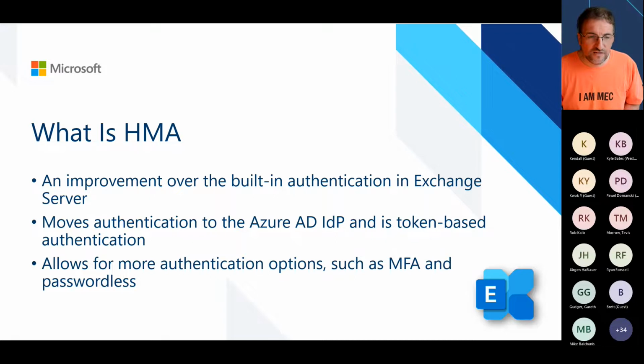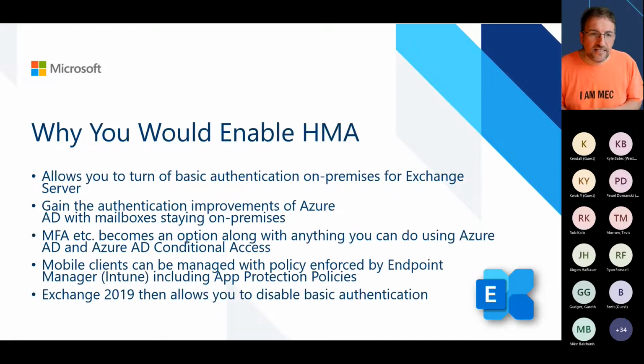So an alternative authentication method, and reasons for enabling it. Well, obviously, if MFA becomes an option, then that's a big reason for enabling it. But it also allows us to turn basic authentication off on premises in Exchange Server. And specifically, that's Exchange Server 2019 and not the earlier versions. But if you're running Exchange Server 2019, you can turn basic authentication off after you've enabled hybrid modern auth. You gain the improvements of Azure Active Directory as your IDP without moving mailboxes to Exchange Online.